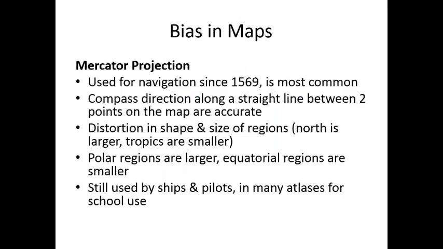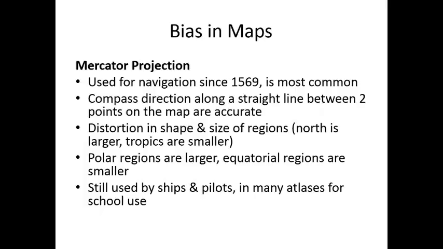It's been used in navigation since 1569, and it's the most commonly used map throughout the world. Now, in the Mercator projection, lines of latitude and longitude are evenly spaced apart, meaning that if you follow a straight line on the map, you're going in that compass direction. So going up on the map, you're going to be going north, no matter where you are on the map. Going to the left, you're going to be going west, no matter where you are on the map, and so on. But as a result, this distorts the shape and size of certain regions. So the polar regions, as a result, look bigger than they should be, because the farther north you go, the lines of latitude actually start getting closer together.